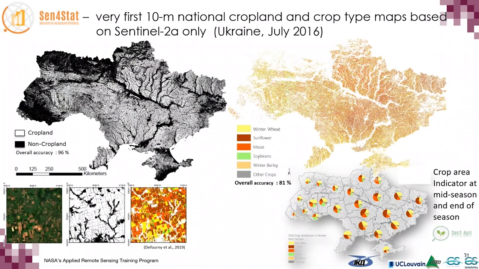Indeed, in 2016, the very first 10-meter national cropland and crop type map based on Sentinel-2A only was delivered for Ukraine. The overall accuracy for the cropland was 96%, while the overall accuracy for crop type was 81%. This allowed us to derive the proportion of the different crops for the different oblasts, the district areas in Ukraine.